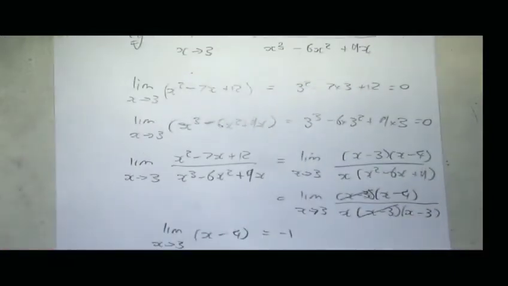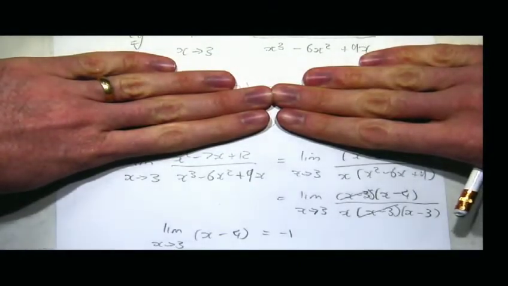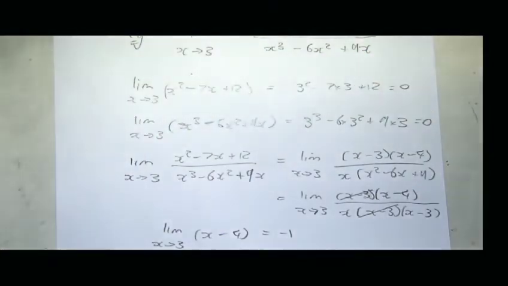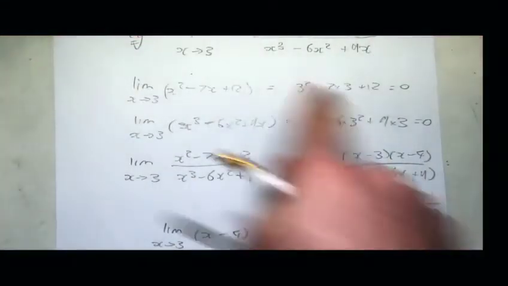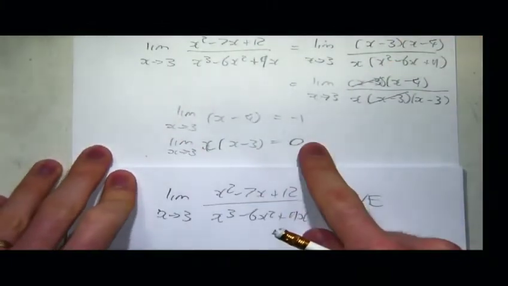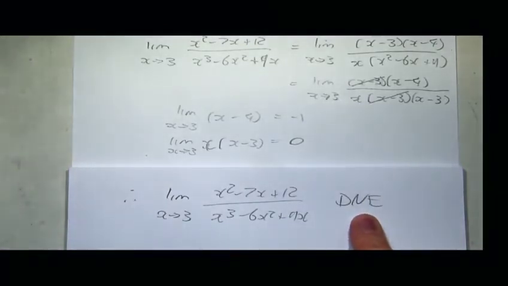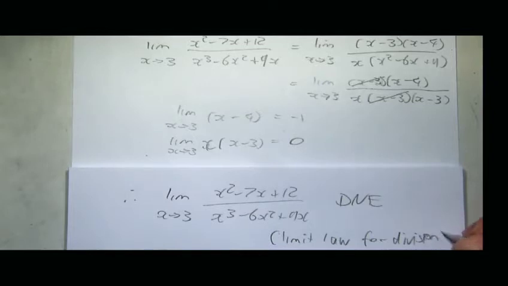So, I mean, you can probably skip that step if you want to, if you're in your exam. If you just quickly do it in your head, or on the calculator, and go, all right, they're both 0, I'm going to factorise. Okay? You don't have to write that bit on the page, but you do have to write this bit on the page, because that's the reason why this doesn't exist. Okay? And that would be the limit law for division. Okay? That's the reason why.